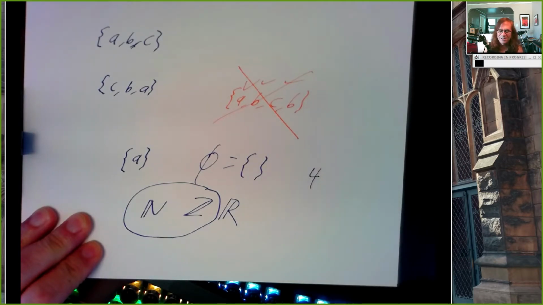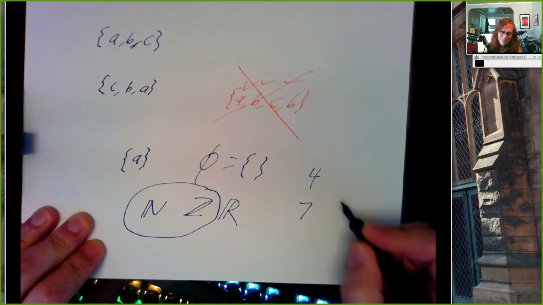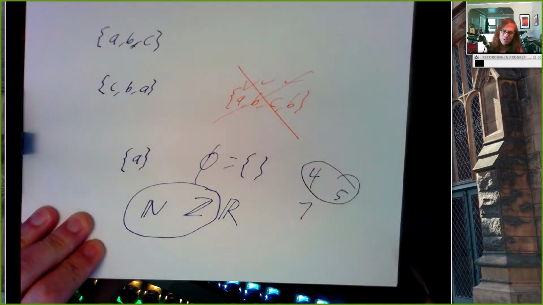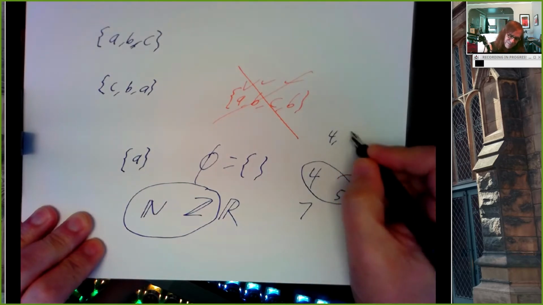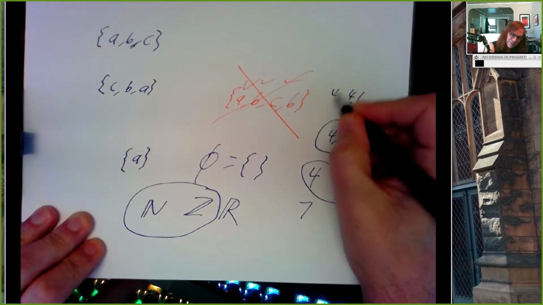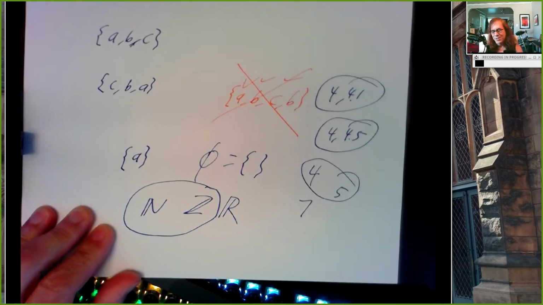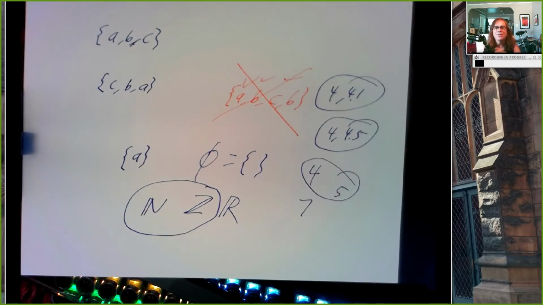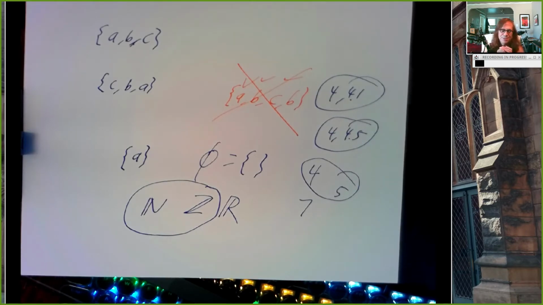4. Okay, somebody else give me a different real number. 7. Can I find a real number in between these two? Yes. Give me an example. 5. Can I find a real number between these two? 4.5. Yeah, 4.5. I could find a real number between those, maybe 4.1. I can find a real number between those. Any two real numbers I pick, there's always a number in between. In fact, there's a bunch of numbers in between. In fact, there's an infinite number of numbers in between.